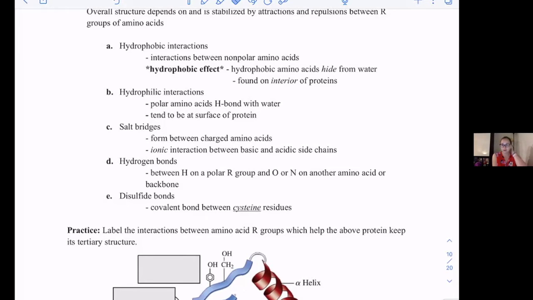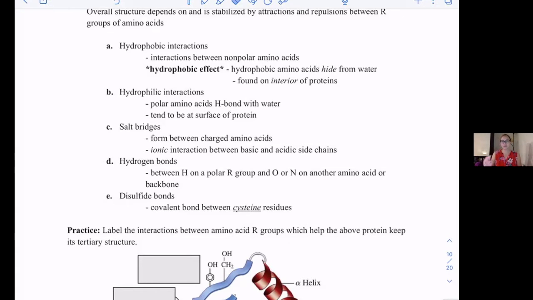Next, we have salt bridges. These are when you have charged amino acids. So maybe you have an ammonium on that R group, and you have a carboxylate. Those like to be near each other because one has a positive and one has a negative charge. They balance each other out, so they like to form salt bridges. So these are ionic interactions between basic and acidic side chains.